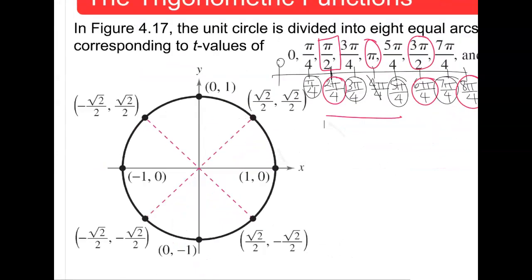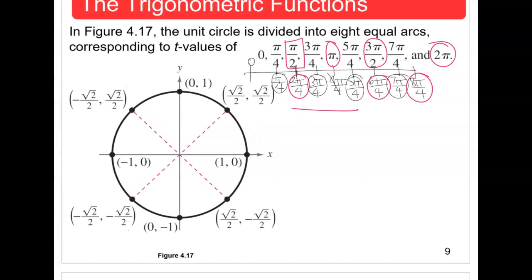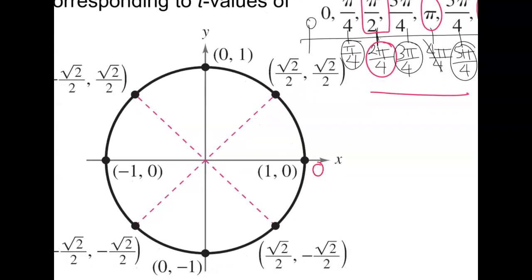So we're going to go ahead and place those t values or angle measurements on our circle. So we start here. This will be 0. Here we will have our first pi over 4. On the next one, it will be 2 pi over 4, but we already agreed we're going to call it pi over 2. And the next one, moving on, will be 3 pi over 4. And the next one is pi. Next one, if pi is equal to 4 pi over 4, the very next one will be 5 pi over 4.